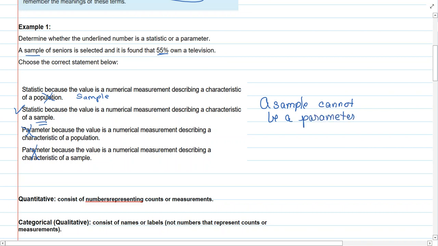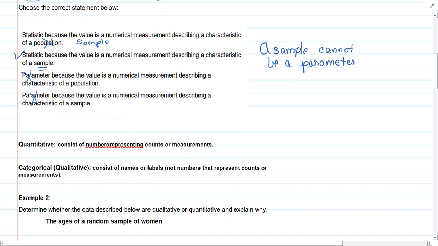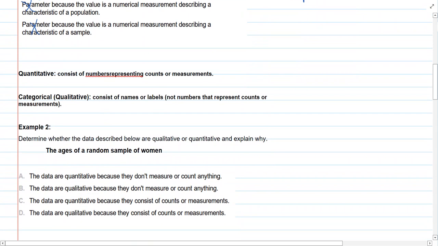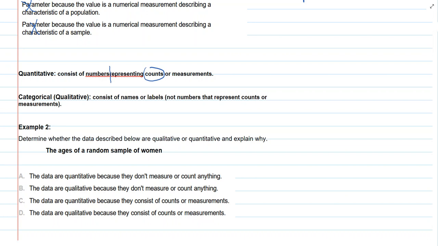Okay, so we're getting concise information regarding the difference between sample statistic and population parameter. All right. So here we have another type of distinction, and that's quantitative, consists of numbers representing counts. These are the key words, counts of a measurement. Categorical is qualitative, consists of names or labels of what we're studying.